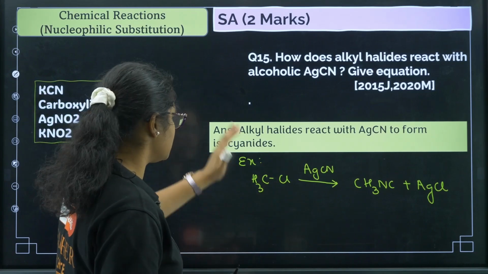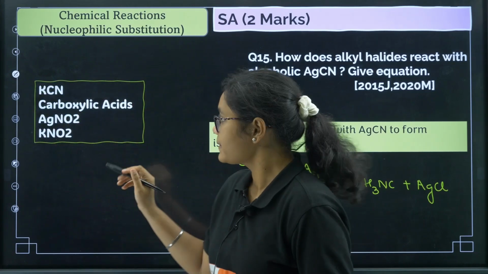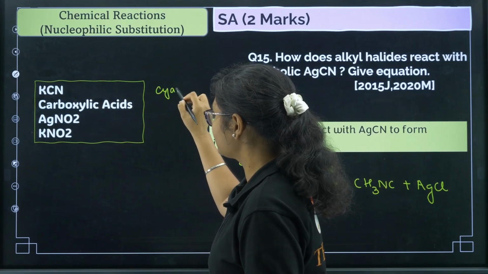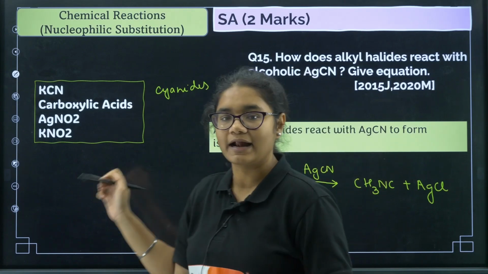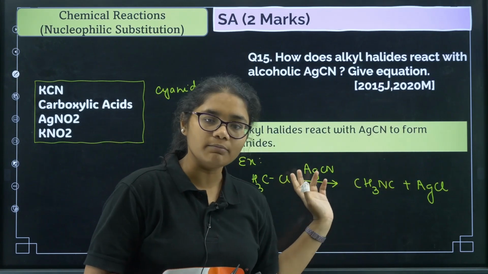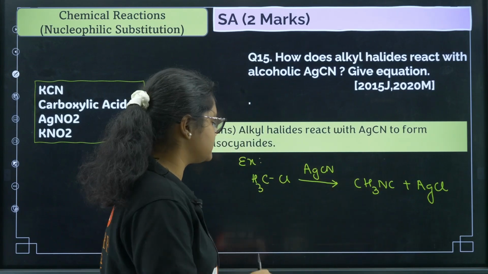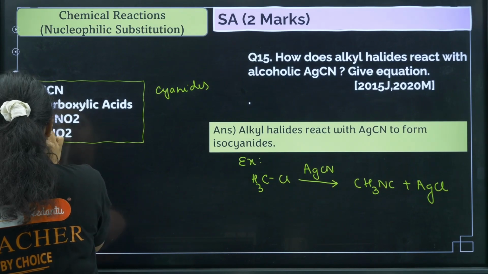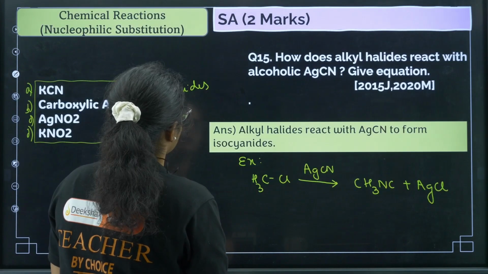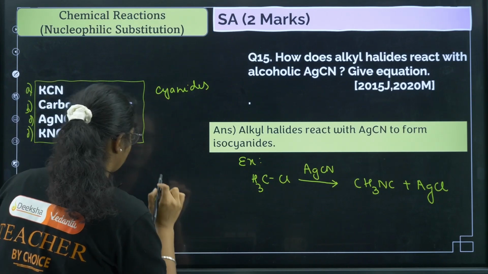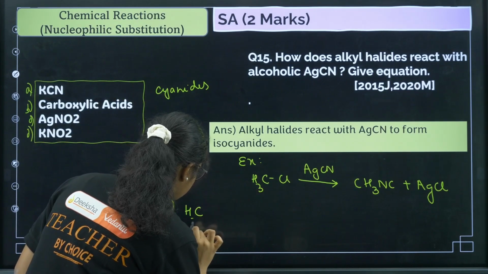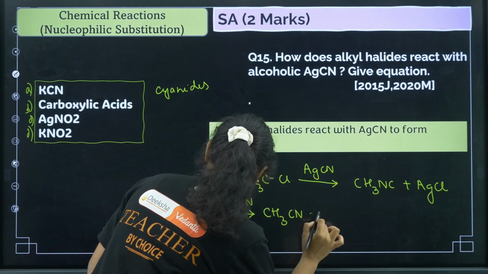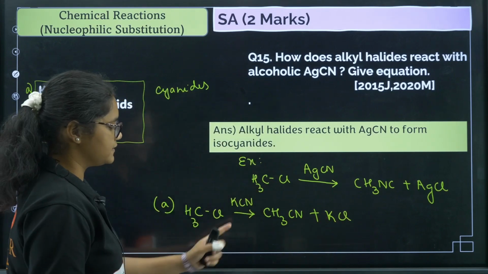Now similar questions can be asked with these reagents as well. If it is reacting with KCN, what will be the product? You will get cyanides here, right? The same definition you need to write, that alkyl halides react with KCN to form cyanides. And how will the reaction be? Suppose I am marking these as A, B, C and D. I'll write the reactions here and the definitions will be the same as before. So for A it will be CH3Cl with KCN, you get CH3CN plus KCl. Okay, that is A.